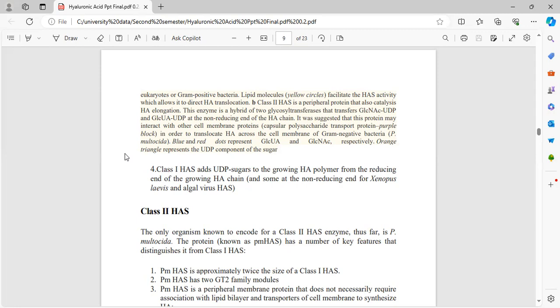Class 1 hyaluronic acid synthase adds UDP sugars to the growing hyaluronic acid polymer from the reducing end of the growing hyaluronic acid chain, and some at the non-reducing end for Xenopus laevis and Elga virus HAS. Now I will explain class 2 hyaluronic acid synthase.